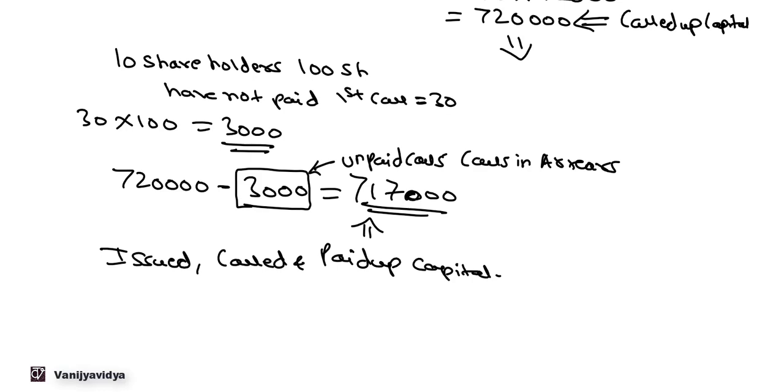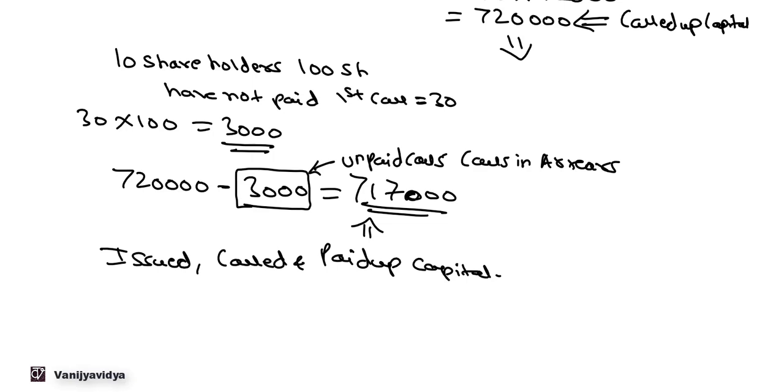Similarly, say some of the people might have paid the calls in advance, that is, the second call is also paid by some people in advance, then that is known as calls in advance. So now what we have seen is what is the authorized capital, then what is the issued share capital, what is called up capital, what is uncalled capital, then what is the paid up capital, what is calls in arrears, and what is calls in advance.